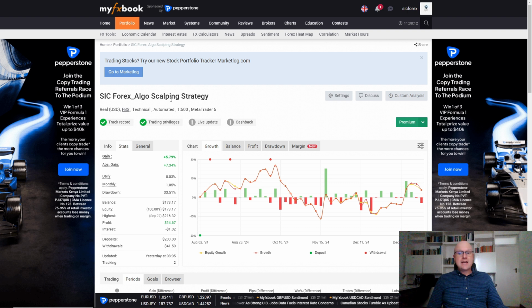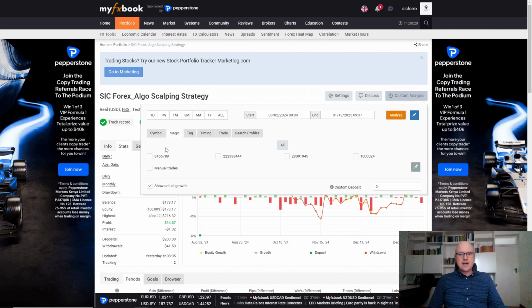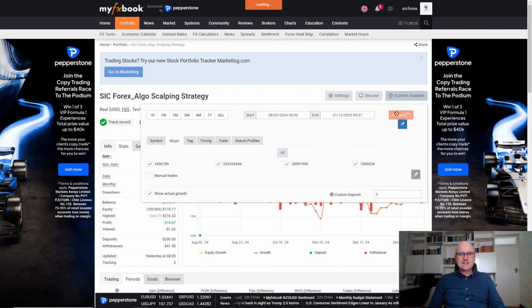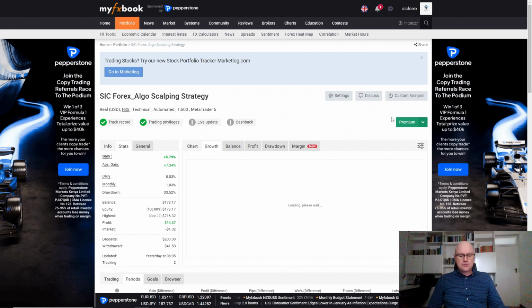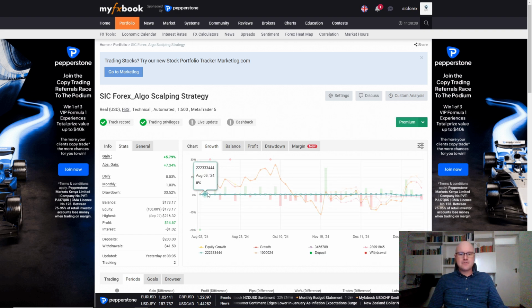So far, the account is currently up 5.79%, or an absolute gain of $7.34, on a starting deposit of only $200. And I've been trading four different expert advisors, including FRZ Breakout Scalper, New Way Basic, Top Trend Basic, and Tunnels Beta. However, the one that's been running the longest on the account and has placed the highest quantity of trades is the FRZ Breakout Scalper.